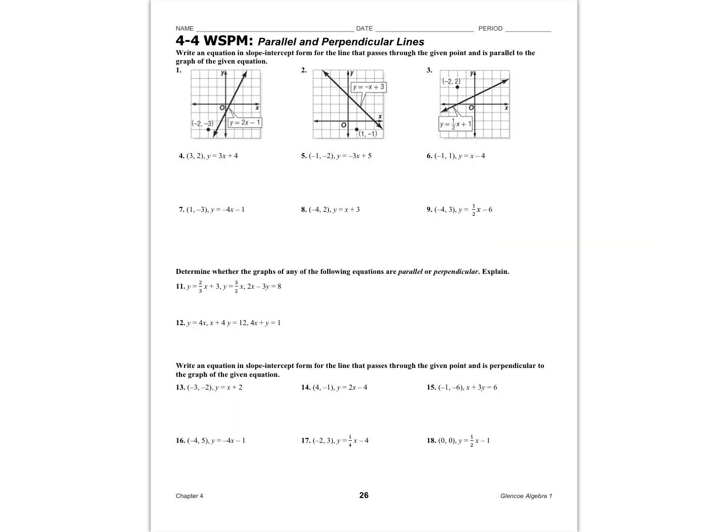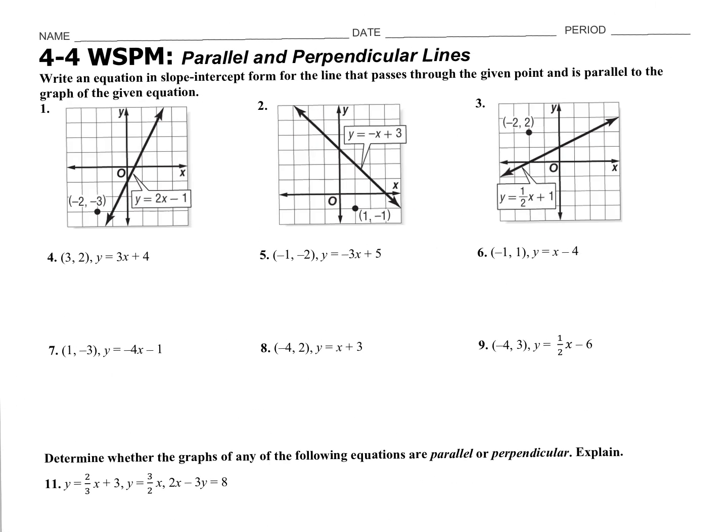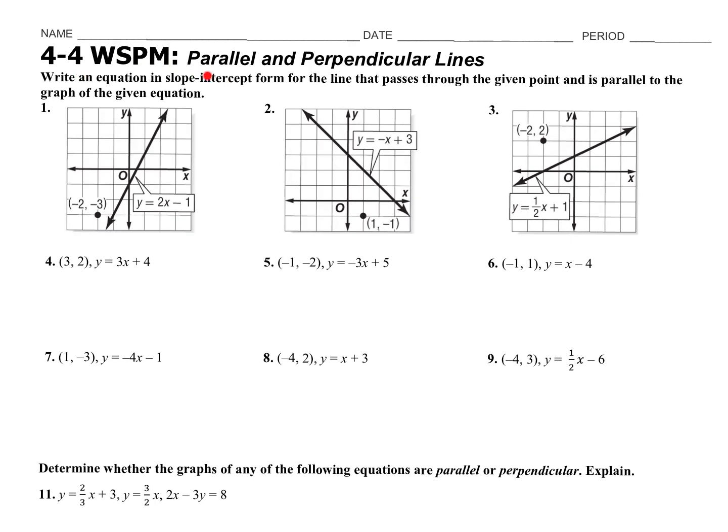If we look at the actual worksheet, this worksheet is set up exactly the way the lesson was set up, where the first half of it had the instructions: write an equation in slope-intercept form of the line that passes through the given point and is parallel. So they do give you a point, and they give you a slope indirectly because it's parallel to the given equation. Sometimes you're going to be able to just see the slope because it's in slope-intercept form, and it's going to be the same slope. Sometimes you have to do some math to get it in slope-intercept form so you can see the slope.